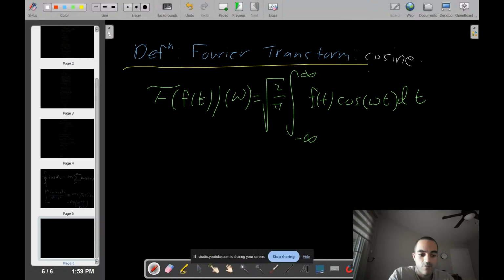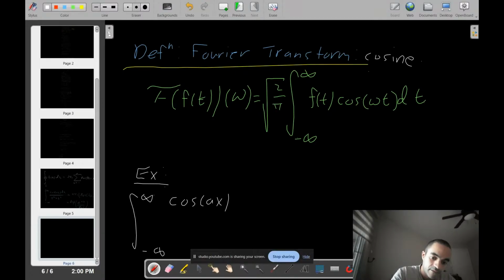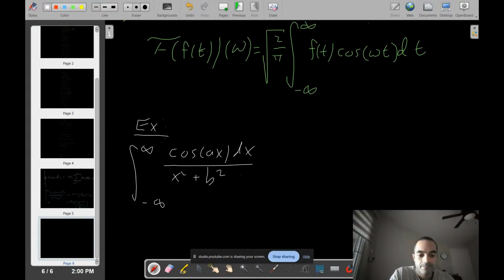Let's say we reevaluated that guy above, right? The cosine x. So let's look at an example of how these are connected. Okay, so let's say you want to evaluate the integral from minus infinity to infinity of cosine of ax dx divided by x squared plus b squared. Okay. This could have been written, as we said, as a complex integral.